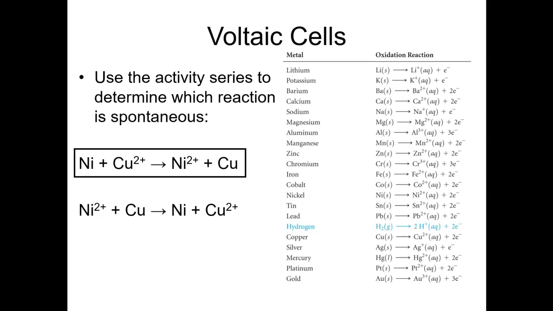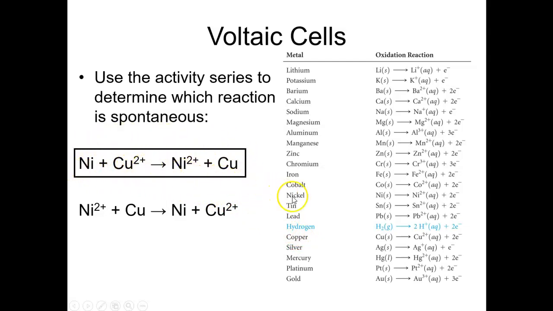We already know that we can use the activity series to determine which direction a particular reaction would be spontaneous. So if I was going to make a cell out of nickel and copper, and I had a half reaction in which I had nickel metal, a nickel electrode and nickel ions in one compartment, and another electrode in which I had copper ions and copper metal in that separate compartment, I can look at the activity series and see that nickel is higher on the activity series than copper. And so therefore it's going to be spontaneous in this top direction.